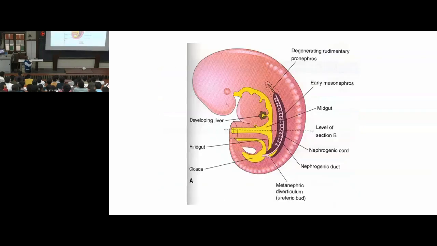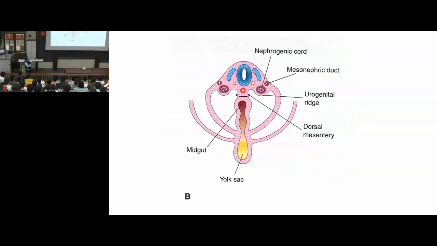So these are mesonephric tubules opening into this mesonephric duct, which is opening into the endodermal cloaca. This is a transverse section to show the same. This is the mesonephric duct. The nephrogenic cord and the tubules in the lower thoracic, upper lumbar region start developing into the tubules of the kidney.